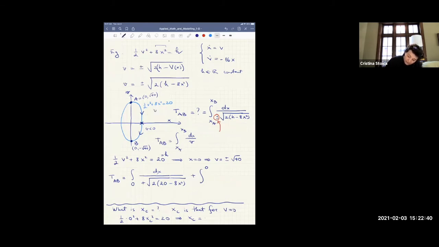So this is the domain where D is positive, and this is XC from the cut. When it's 0, this will be root of 10 over 4. Whatever, it's actually root of 5 over 2. There you go. So from XA, which is 0, to XC, which is root of 5 over 2, plus the stuff from root of 5 over 2 that goes down to XB, where X is 0 again, dx over minus 220 minus 8x squared.